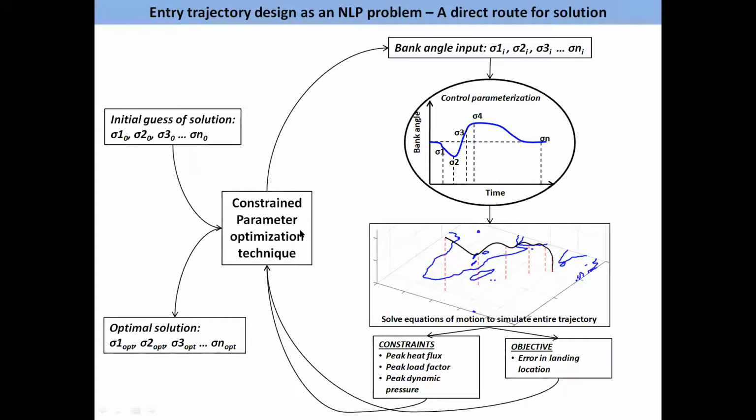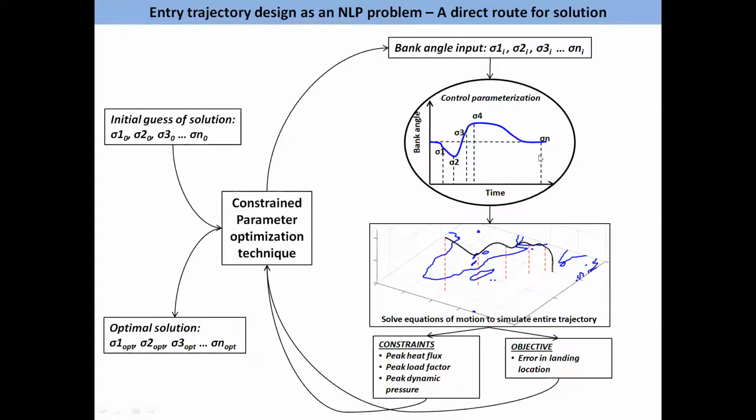will keep on playing with these inputs. It will, in a particular fashion, a mathematically relevant fashion or a heuristically relevant fashion, play with these inputs in order to maximize or minimize the objective. In this case, minimize the objective, that is error in landing location, so that the vehicle lands at a particular point, while satisfying these constraints.